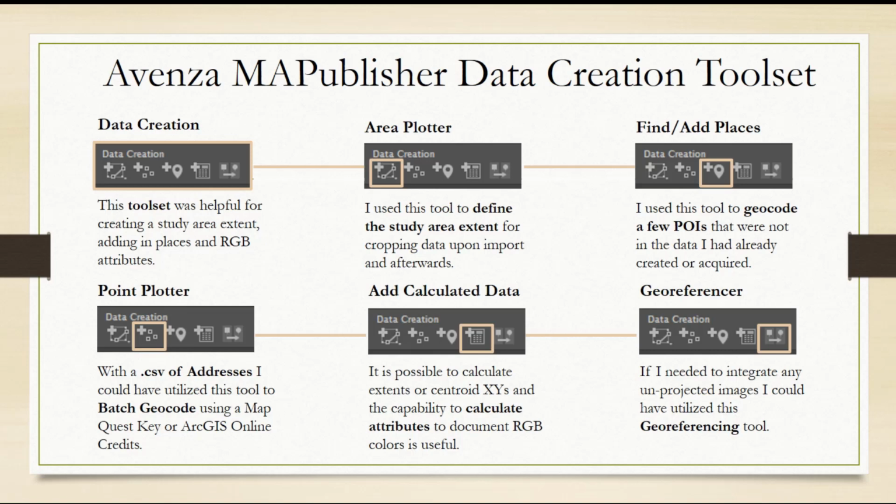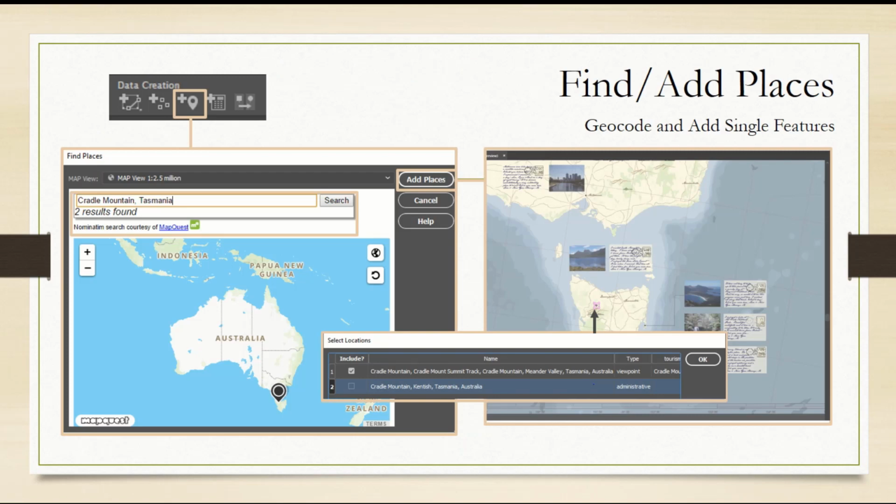The MAPublisher data creation toolset can be very useful for quickly creating data to fill in data gaps or enhance the map theme. The data creation component in my instance was associated with my primary theme. I experimented with the Find and Add Places functionality. However, I noted that these features are perceived as graphics by the geoprocessing spatial join tool, so it is not possible to perform a spatial join with data that is created in this way.